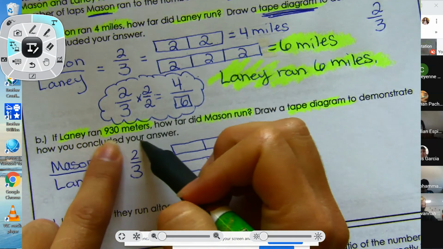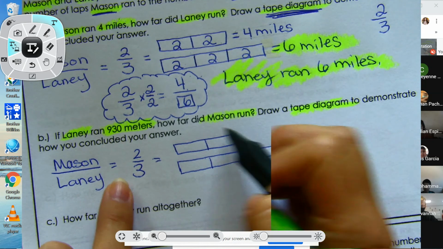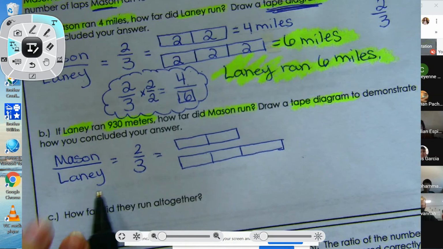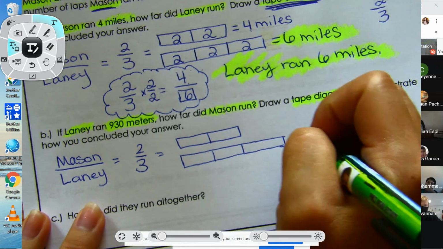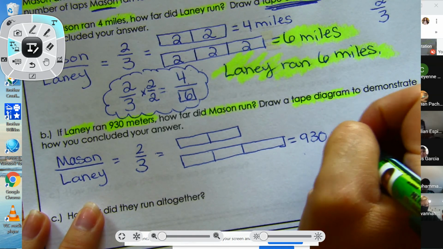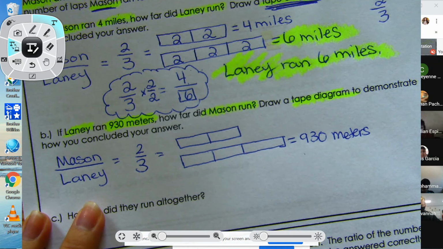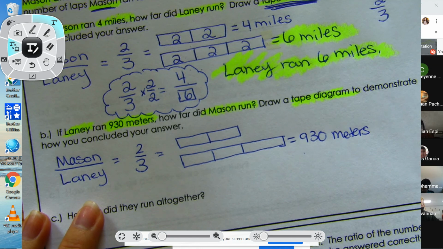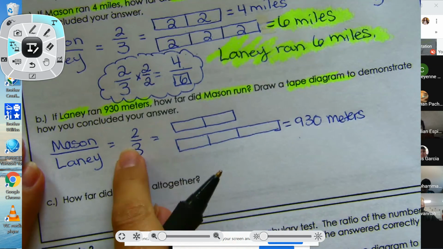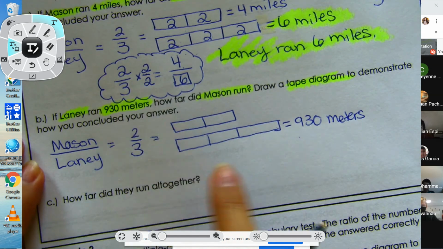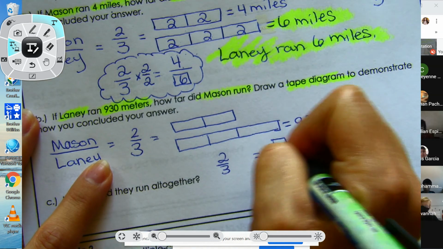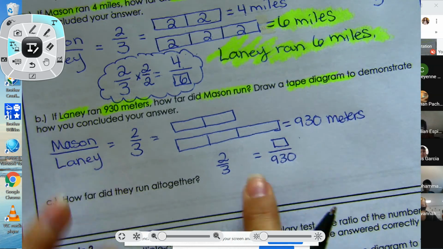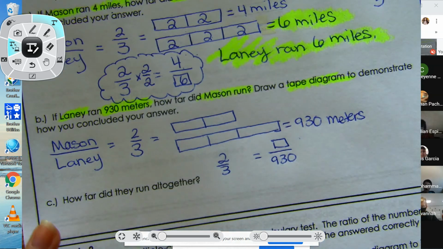Okay. Now it says if Lanny ran 930 meters, how far did Mason run? So we're looking at Lanny now. Lanny is the bottom diagram. So right here, we're going to put equals 930 meters. All right, so this, to make a connection from our prior lesson, would look like this. 2 over 3 equals what over 930? That's basically what we're doing, okay?